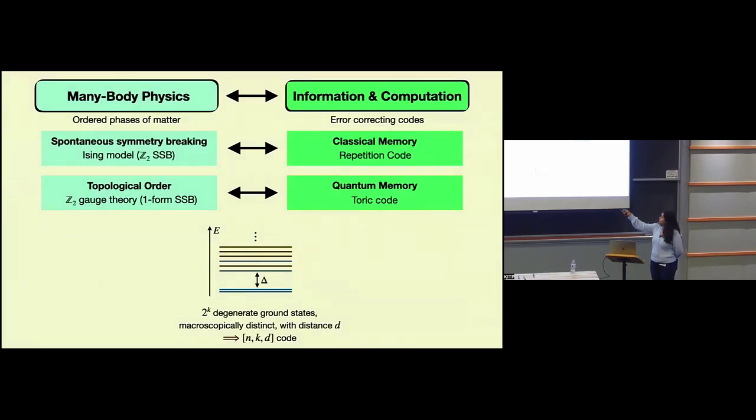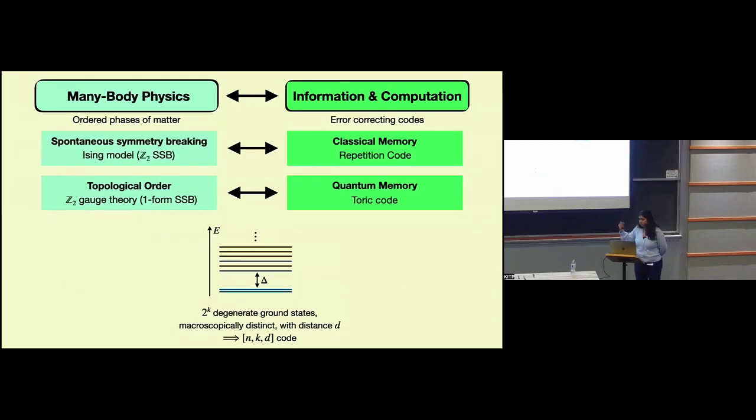Two paradigmatic examples of this: when our many-body ordered phase of matter is a phase with spontaneous symmetry breaking, for example the Ising model, then this can be used to robustly encode classical memory. For instance, in the repetition code, the 0 and 1 states can be thought of as the all-up and all-down states of an Ising magnet. And if you want to encode quantum memory or quantum bits, then that's associated with topological order, which can also be understood as a type of spontaneous symmetry breaking, but of higher form symmetries.